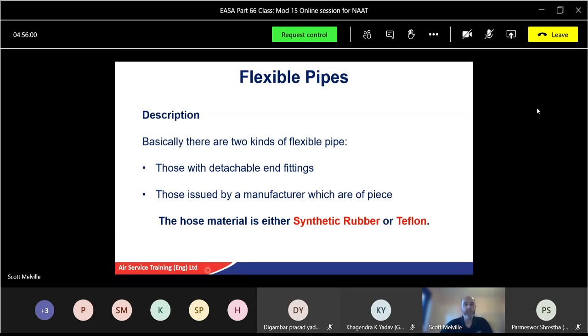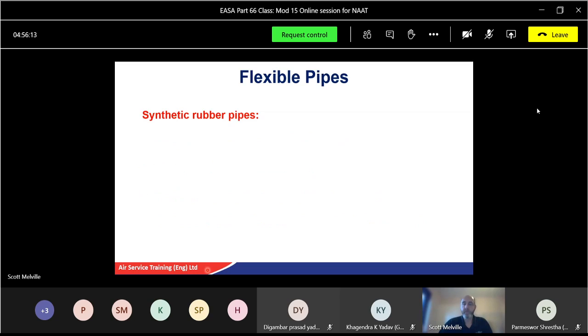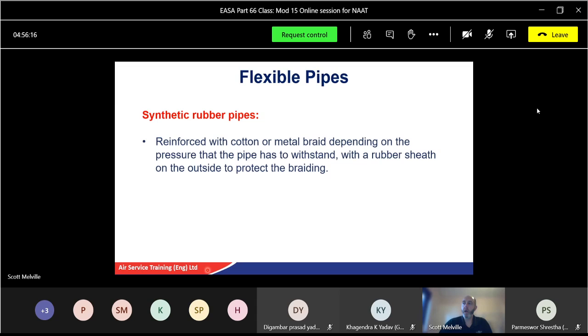The hose material is either synthetic rubber or Teflon. If you ever do Module 16 piston engines, we cover a lot more of the terminology of these pipes as well. The synthetic rubber pipes are reinforced with cotton or metal braid, depending on the pressure the pipe has to withstand. There's a rubber sheath on the outside to protect the braiding. And with fluid moving through, you might get static, so the braiding also helps as reinforcement and grounds it to earth too.